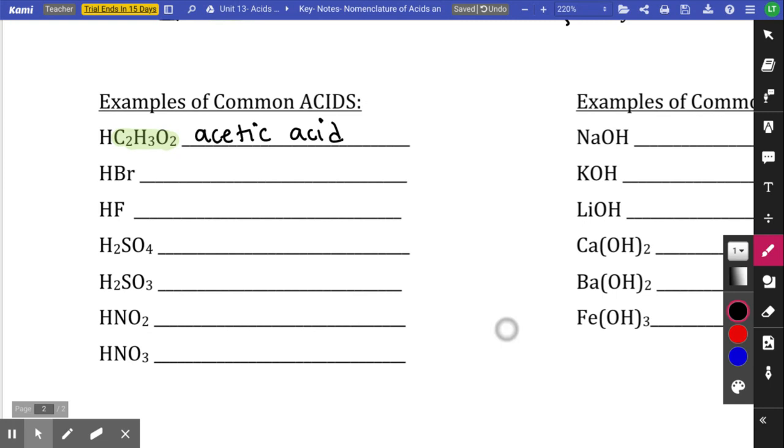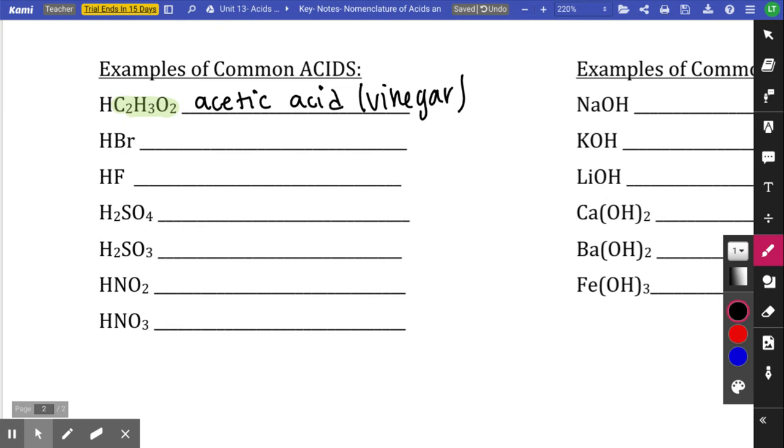That's actually vinegar. Fun fact: vinegar is not pure acetic acid, but diluted acetic acid. Our next one is HBr. It is a binary acid. So it's going to start with hydro, and then the root of our anion, so hydrobromic acid.